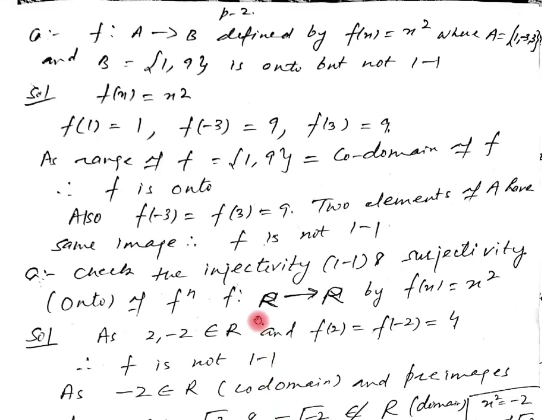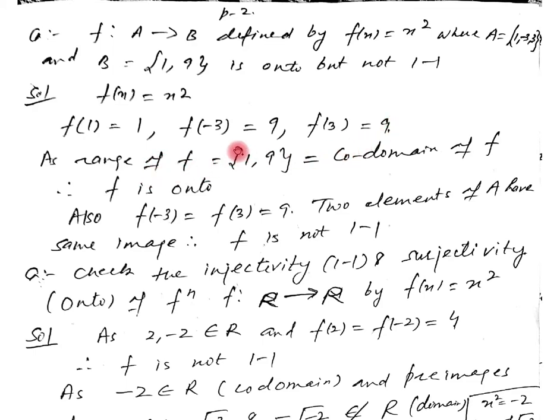Let us see another question. The function is defined from A to B by f(x) equal to x square, where A has elements 1, minus 3, 3 and B has elements 1 and 9. Show that f is onto but not 1-1. Now here f(x) equal to x square. Clearly A has these elements and B has these elements. Now f of 1 is 1, f of minus 3 is 9, f of 3 equal to 9.